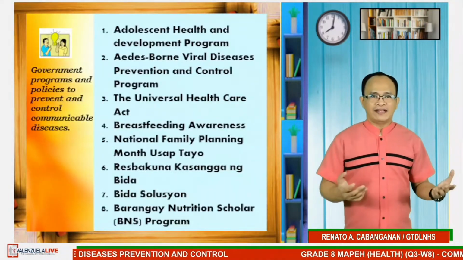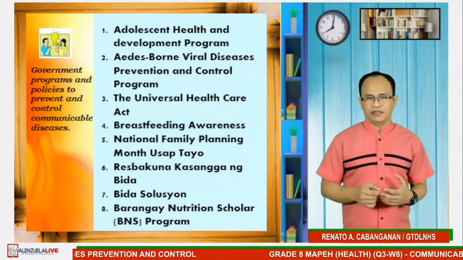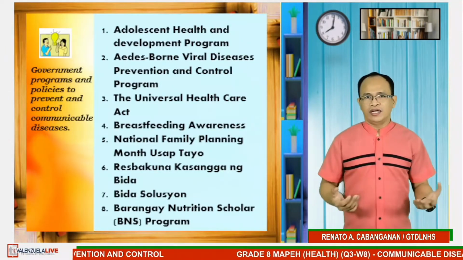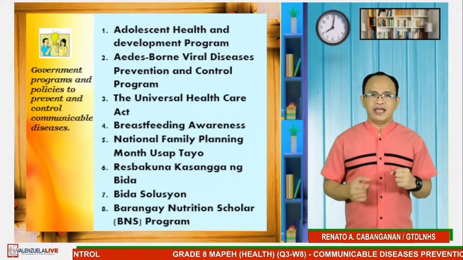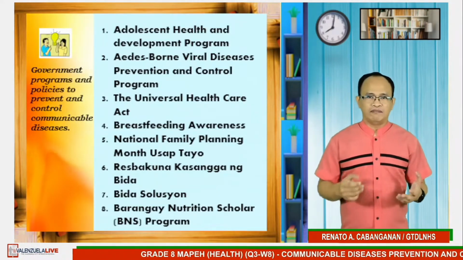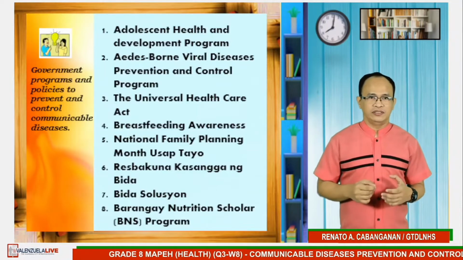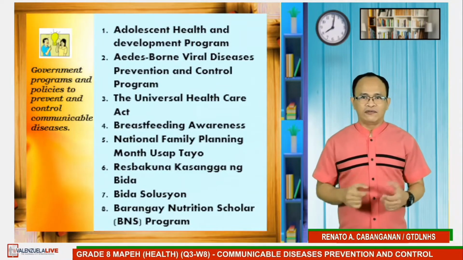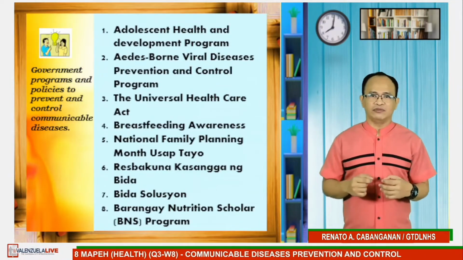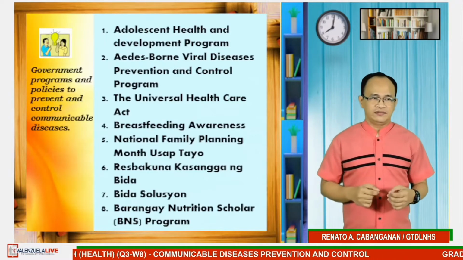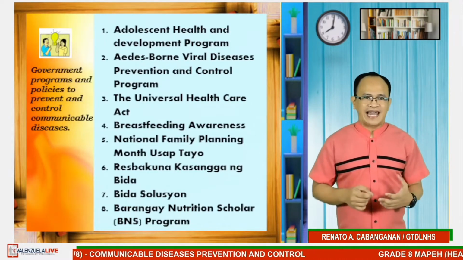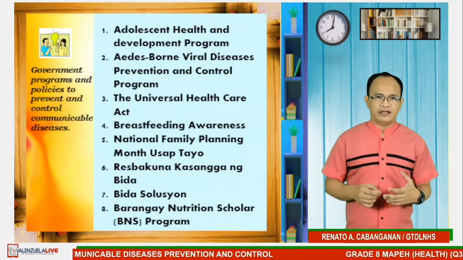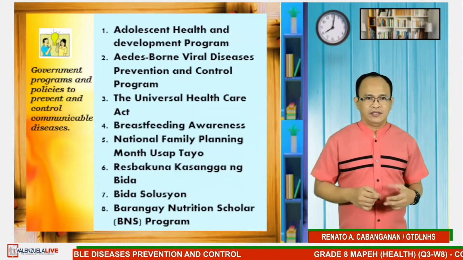1. Adolescent Health and Development Program. It targets adolescents aged 10 to 19 years. It is mainly guided by the Convention on the Rights of the Child, which states that the program must be in the best interest of the child. The program primarily aims to provide adolescents access to quality healthcare services. 2.